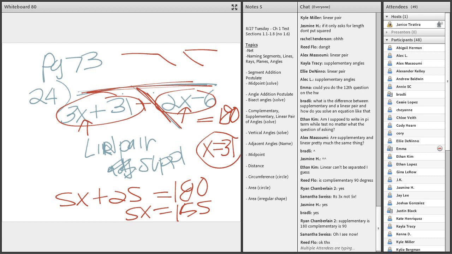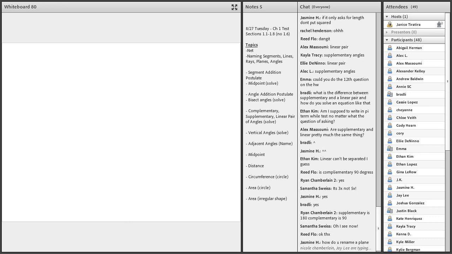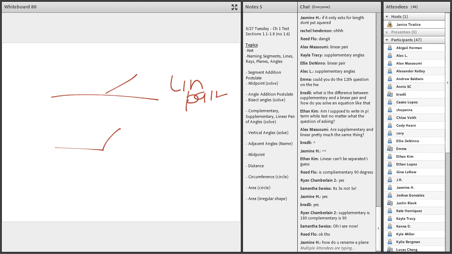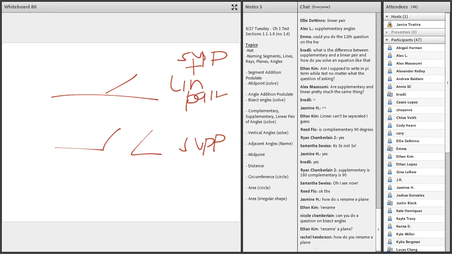All right, let's see. Next question. No one's been asking about bisect. That's okay. So Bradley, hopefully that answered your question. So for instance, linear pair versus supplementary. But this is both up here. All right, sure, I would do a bisect one, but I think there was a question I skipped.